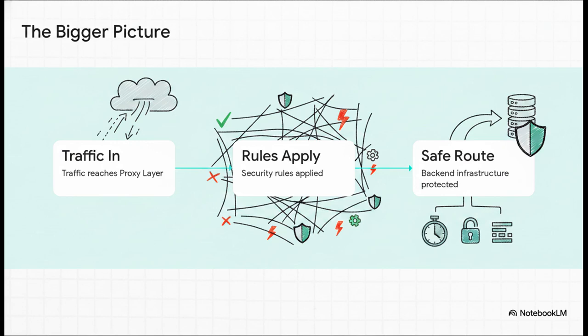Looking at the big picture of this invisible mediator, a user's traffic hits the proxy layer, where these intense security, filtering, and routing rules are applied in mere milliseconds. And only then is the traffic seamlessly routed to its actual destination. It's keeping the backend infrastructure perfectly protected, ensuring performance, security, and scalability all at once, without the user ever noticing even a millisecond of delay.